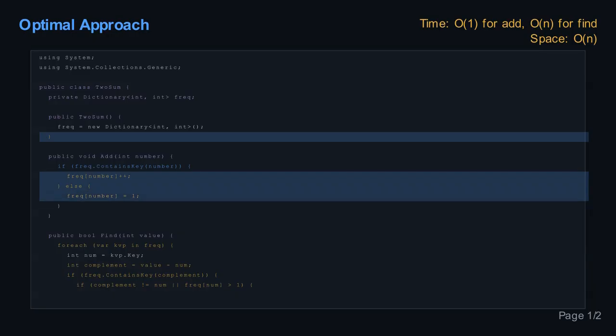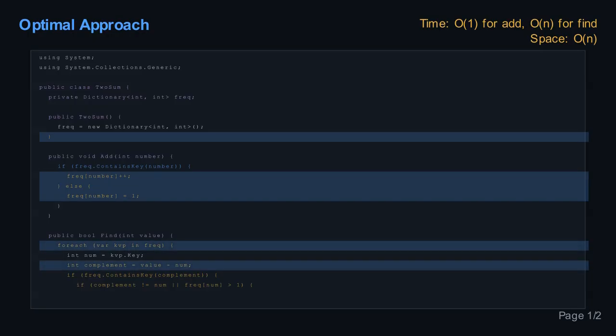For find we iterate over each unique key in the dictionary, compute the complement as target minus the current key, and check two conditions. The complement must be present, and if the complement equals the current key we need at least two occurrences. If both hold we can immediately return true, otherwise we continue. If we finish the loop without a match we return false.